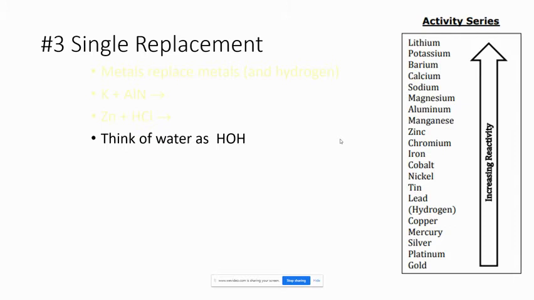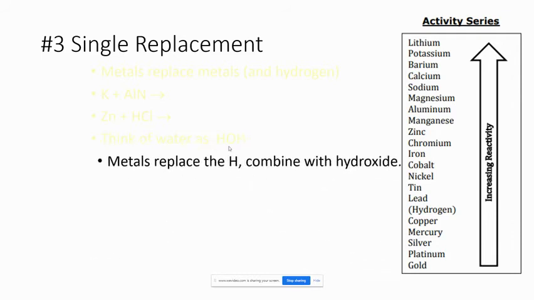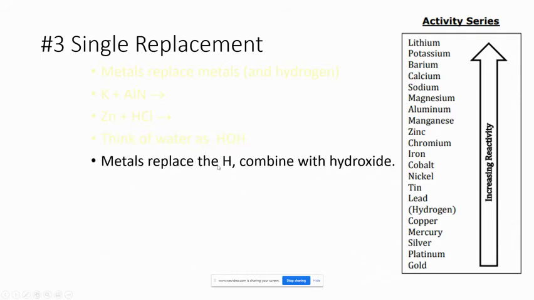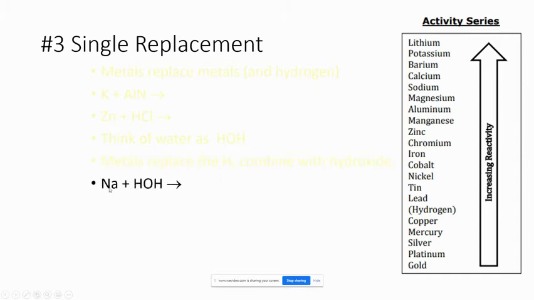Sometimes you see water as H2O. Sometimes you see water as HOH. This way, we can keep that hydrogen in front. It'll help us when we're deciding if we're going to have a reaction or not. So a metal will replace the H. Sodium is a metal, and it's going to mix with water, HOH. So sodium is only going to replace this H that's in front. If it happens, we have to check our list. There's sodium way up here, H is way down here, so this reaction happens.